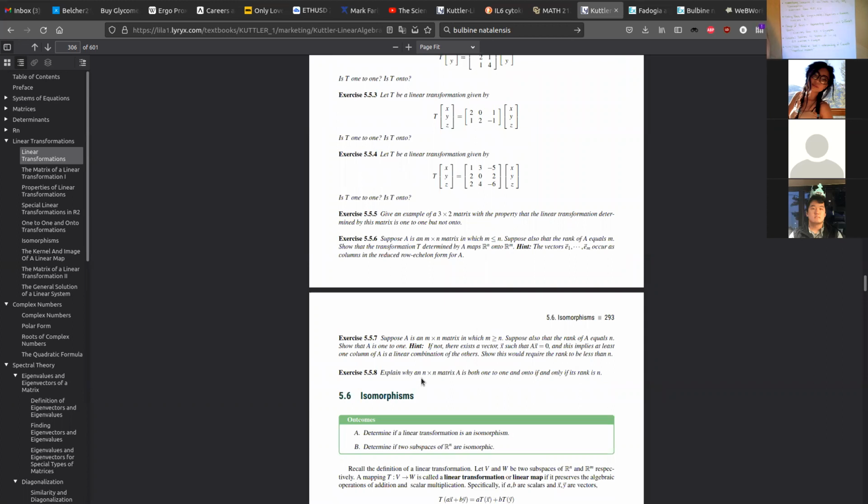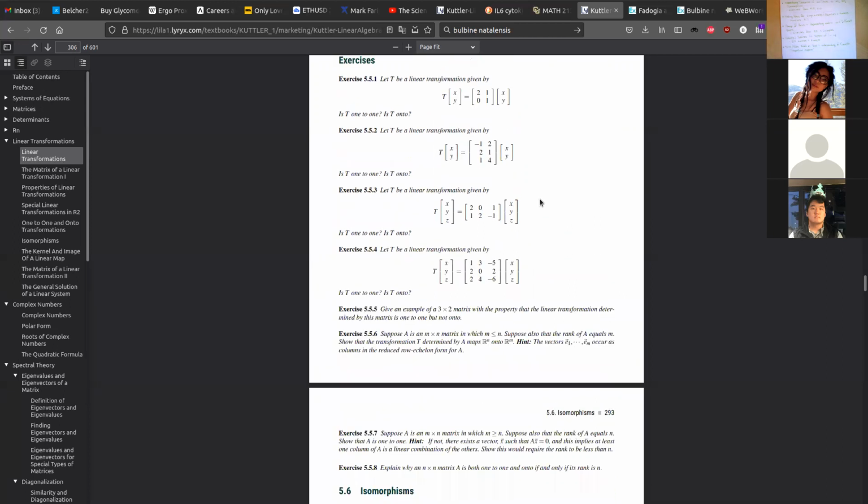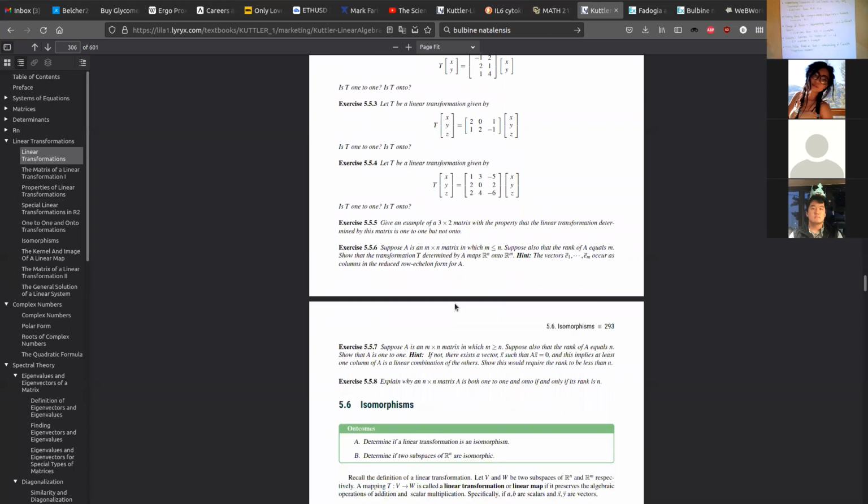Give an example of a 3x2 matrix, as a linear transformation determined by this matrix, that is one-to-one but not onto. That actually sounds like a pretty good question, and a good quick one to take a look at. Of course, in any of these, there'll probably be a question along the lines of: given a matrix or given a linear transformation, is it injective, is it surjective, and justify why it is or isn't.